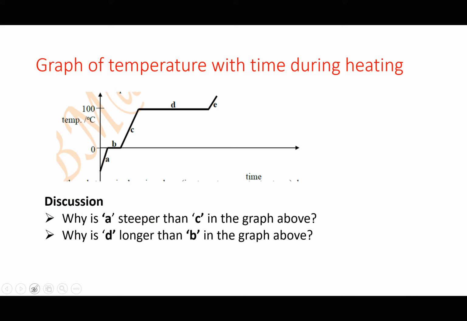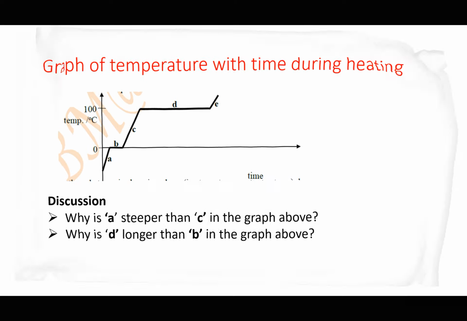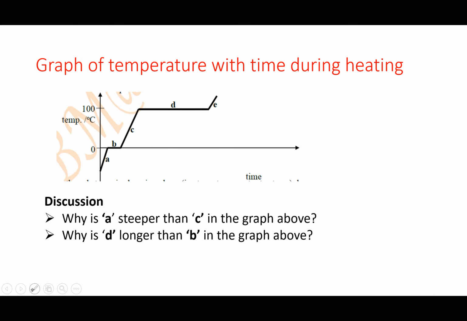So why is A steeper than C? Or what is the significance of A being steeper than C? It means it takes a very short time to raise the temperature. What does that mean? It takes a short time to change the temperature of ice from a certain value to the melting point. That's what it means.